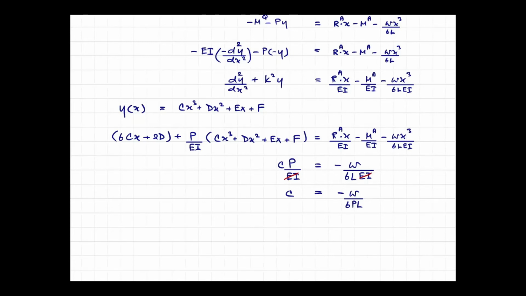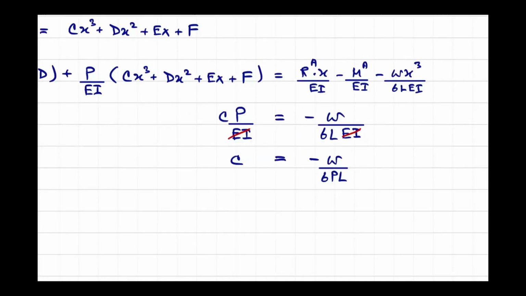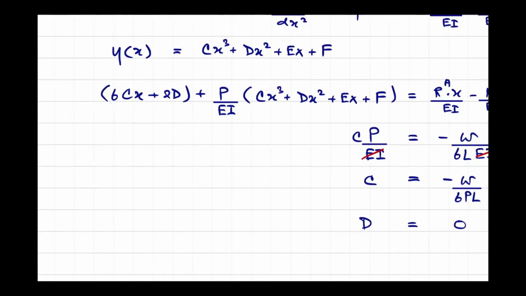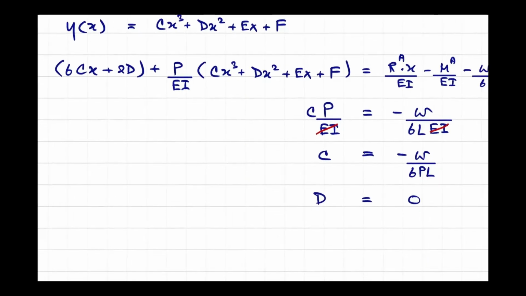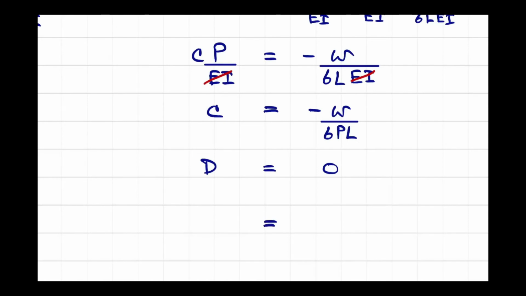Next, look at the D term. The D term is multiplied by x squared. You don't find any x squared on the right hand side, so clearly the D has to be 0. There's nothing to do with the x squared there. Next one, we have the 6Cx plus the PEx over EI equals RAx over EI. Okay, the linear term of the x.